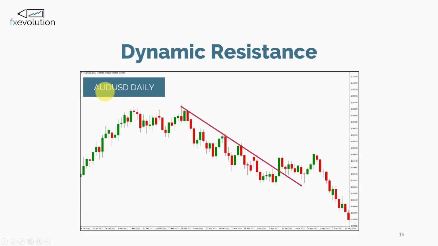Again, in a real life example, Australian US dollar daily, we can see how price is interacting with this zone until it eventually breaks through here and makes a new high. If we'd sold here and here, even if we'd sold here again, we should have been very profitable with this trading strategy.